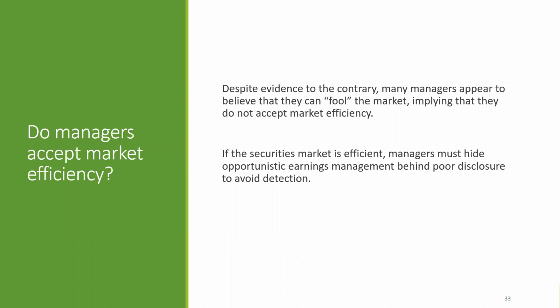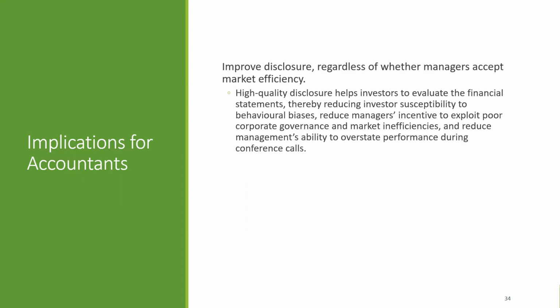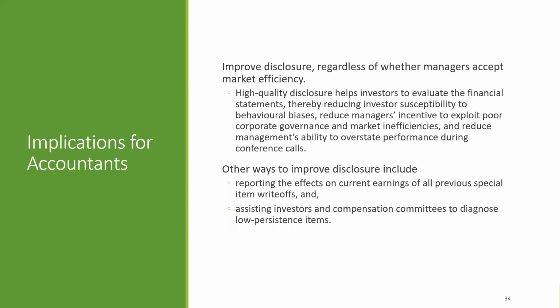And that's not good. So for us accountants, what we need to do is improve disclosure, right? That tends to be the answer to pretty much all ills. What can we do as accountants? Improve the quality of information, provide note disclosure. Separate out the low persistence items from the continuing operation, etc., etc.